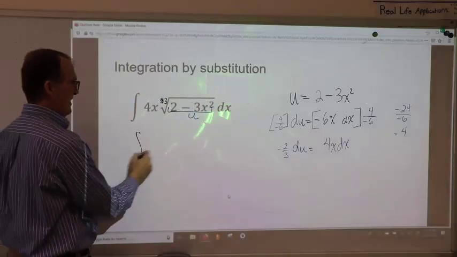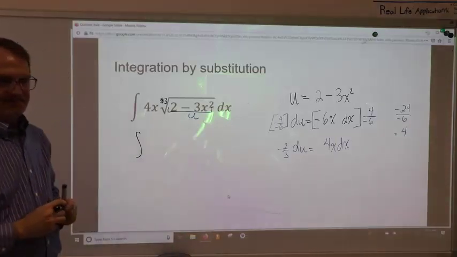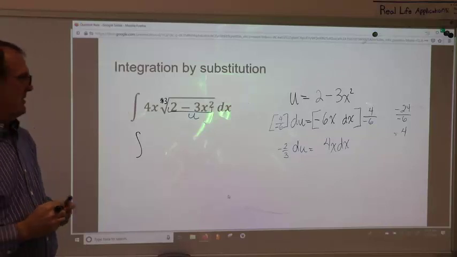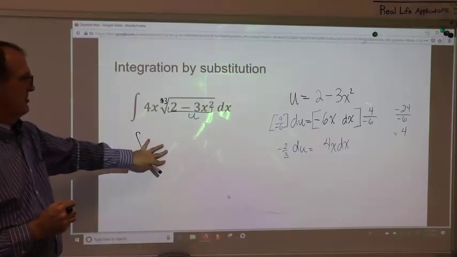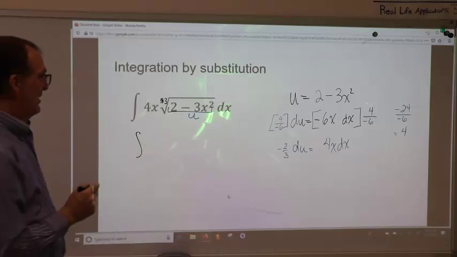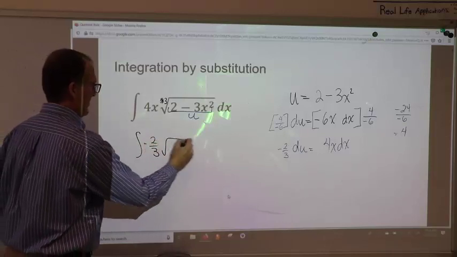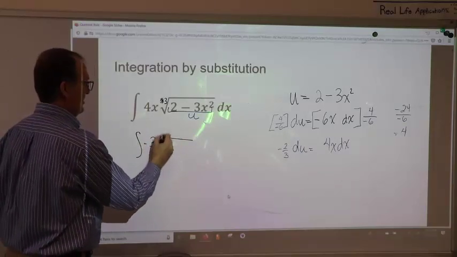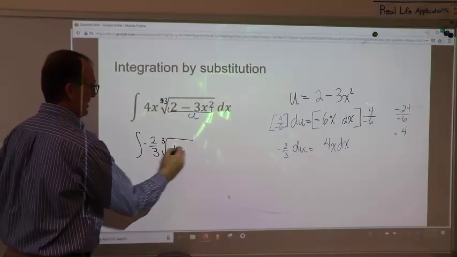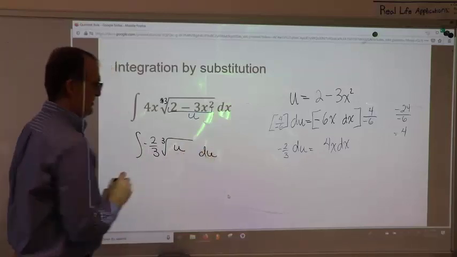So now I'm back, I've got my pieces set. What am I going to write for my new integral? Would it be negative 2/3 times the square root of u? It'll be the cube root, because there should be a 3 of u, du, exactly.